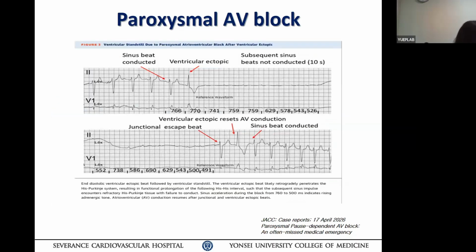This example demonstrates the typical sequence of pause-dependent paroxysmal AV block. Initially, there is normal sinus conduction, then a ventricular ectopic beat occurs, followed by the compensatory pause. Because of the prolonged pause, the diseased His-Purkinje system becomes partially depolarized and unable to conduct the subsequent sinus impulse, resulting in a prolonged ventricular standstill.